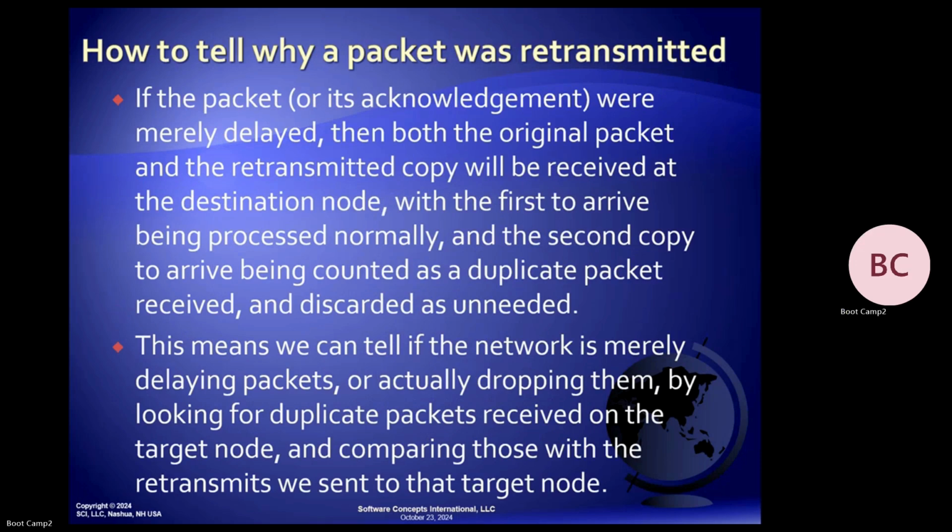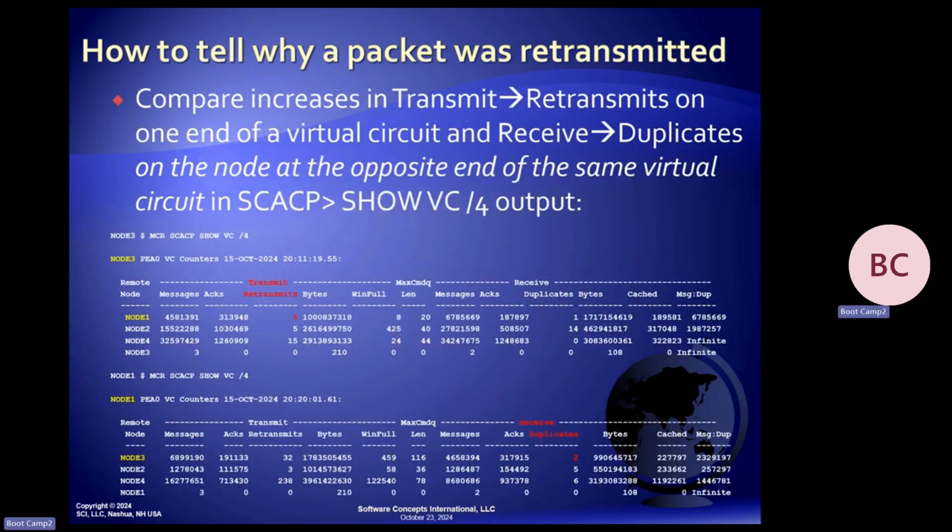All right, so this is the technique. If we see the retransmitted packets show up on the other side as duplicates received, then we know that they were unnecessarily retransmitted, and PE2 can help. If they don't show up as a duplicate packet on the other side of the virtual circuit, then it really did need to be retransmitted because it was lost. So we can't help that with VMS.